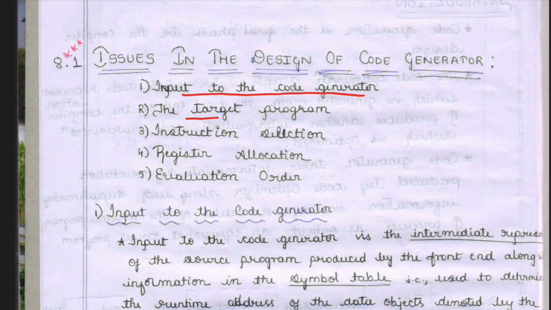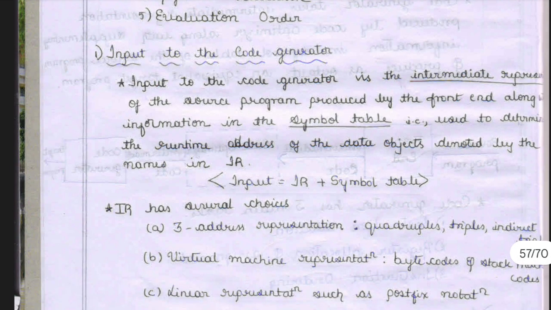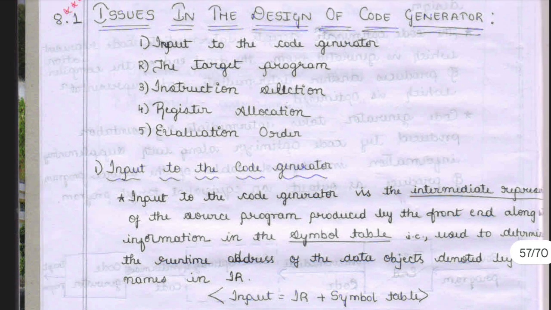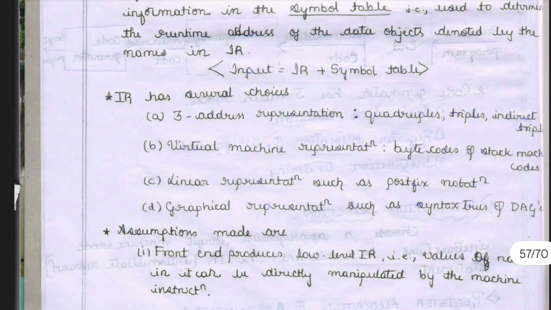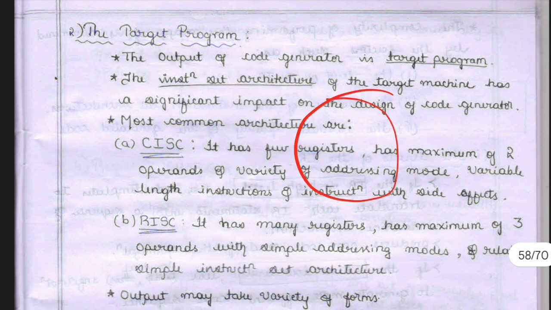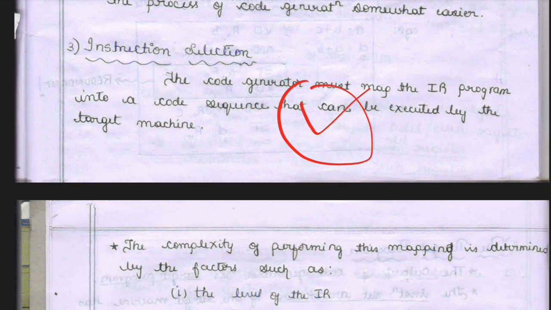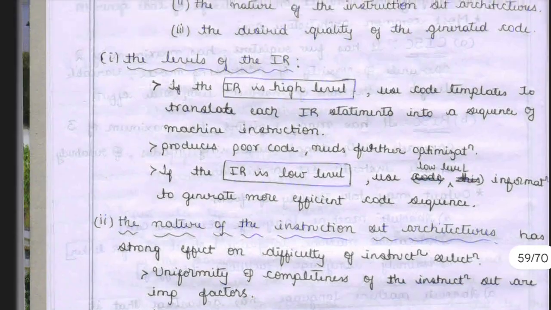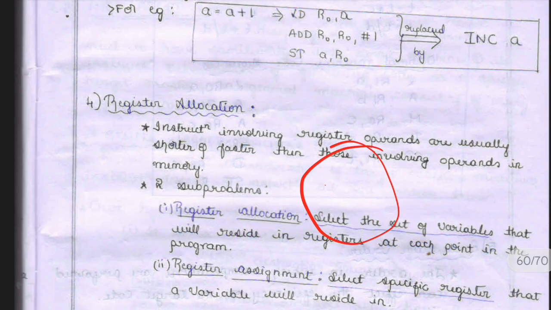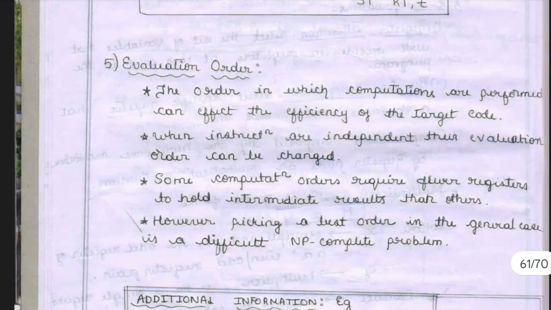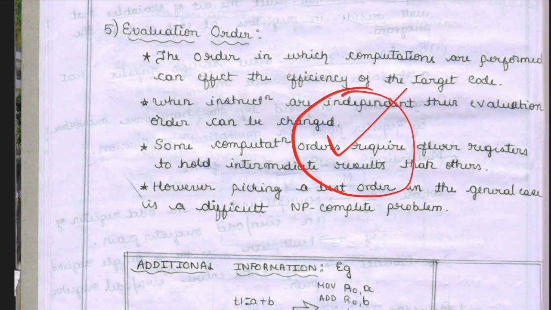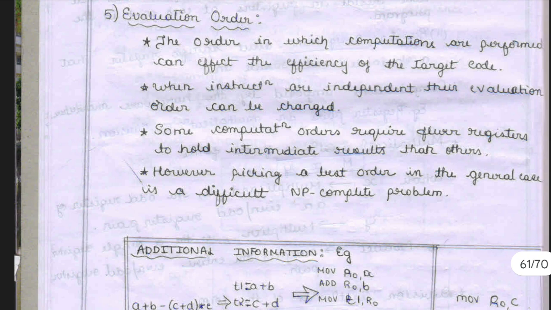So input to the code generation, target program, instruction selection, register allocation, evaluation order. The input to the code generator is one of the concepts which is taken into consideration while designing the generator. Target program: what is the output of the program, which architecture you are using. This I have explained in detail in the theory video, so I am not focusing much on this here. Instruction selection, register allocation: what type of register you are using, specific or general. Evaluation order: in which order you are evaluating also matters a lot, because sometimes redundant code gets evaluated, which means it takes more time. So if you evaluate in a different order, it will take less time.